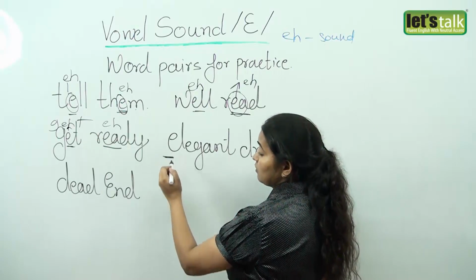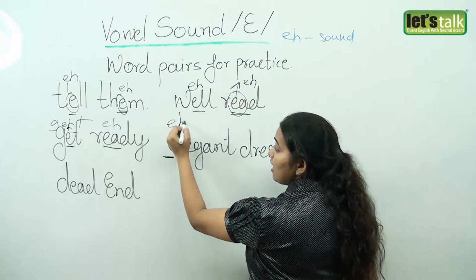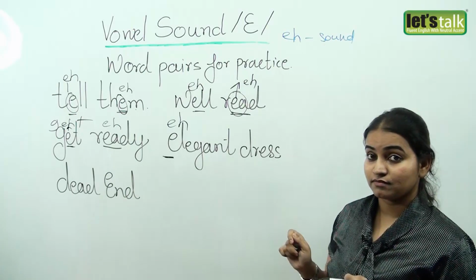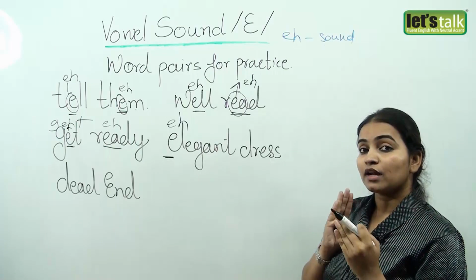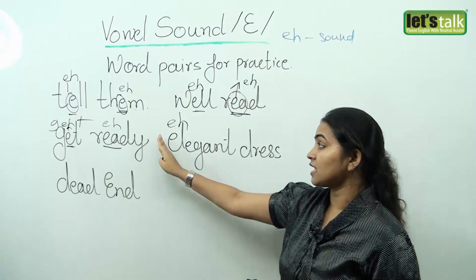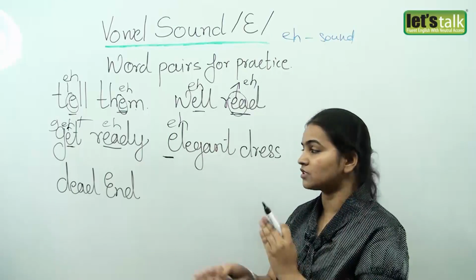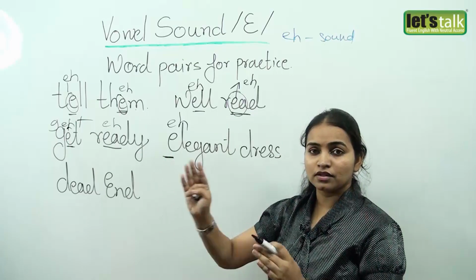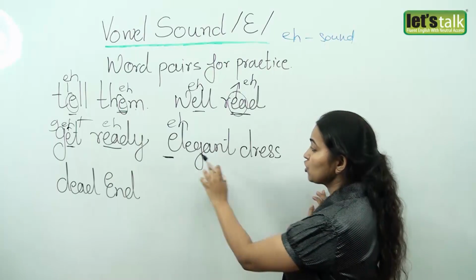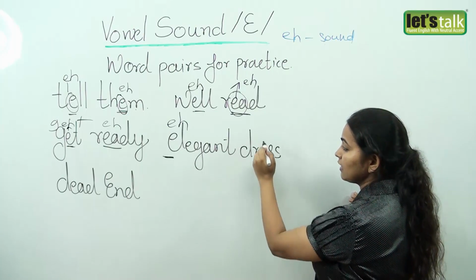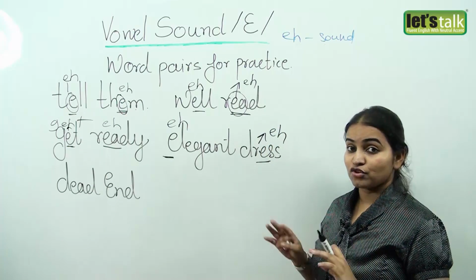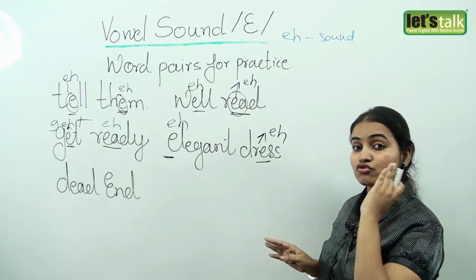The e gives me the eh sound, so it's "elegant." So I don't say it long, I say "elegant." This is a short, concise sound. So the "gant," you pronounce it very quickly. Elegant dress. The e again gives me the eh sound, so it's "dress," short and quick.